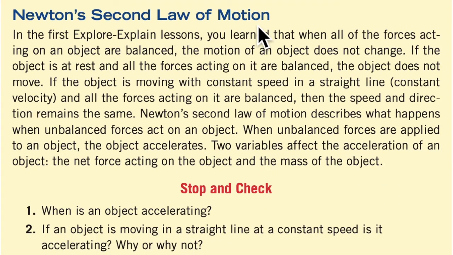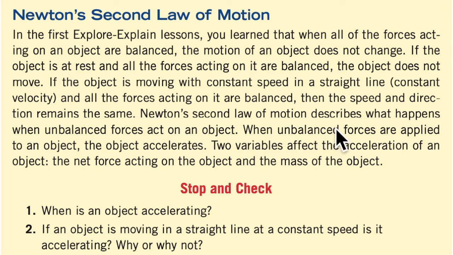Newton's second law of motion. In the first Explore Explain lessons, you learned that when all the forces acting on an object are balanced, the motion of an object does not change. If the object is at rest and all the forces acting on it are balanced, the object does not move. If the object is moving with constant speed in a straight line, constant velocity, and all the forces acting on it are balanced, then the speed and direction remains the same.